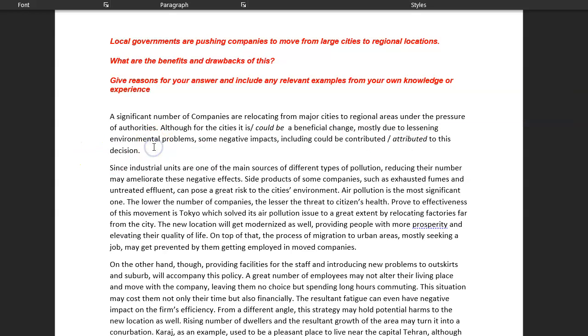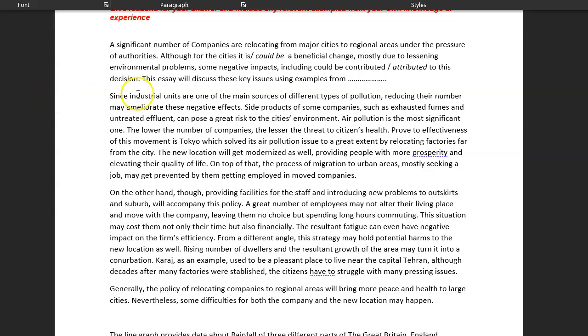Lovely intro. You might have this essay: Discuss these key issues. Using examples from. Remember? I think it's quite nice to have this sentence in here just to introduce me, to guide me into your essay. So since industrial units are one of the main sources of different types of pollution, reducing their number may ameliorate these negative effects. Okay, now you haven't told me what these negative effects are.